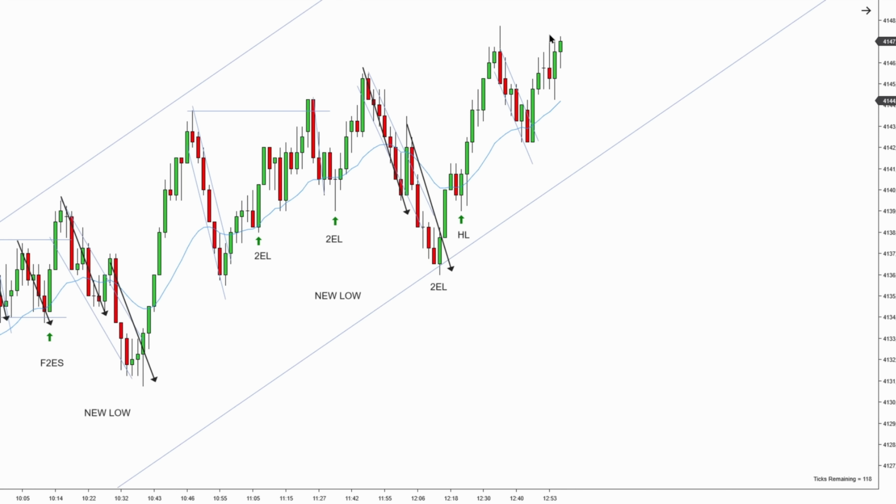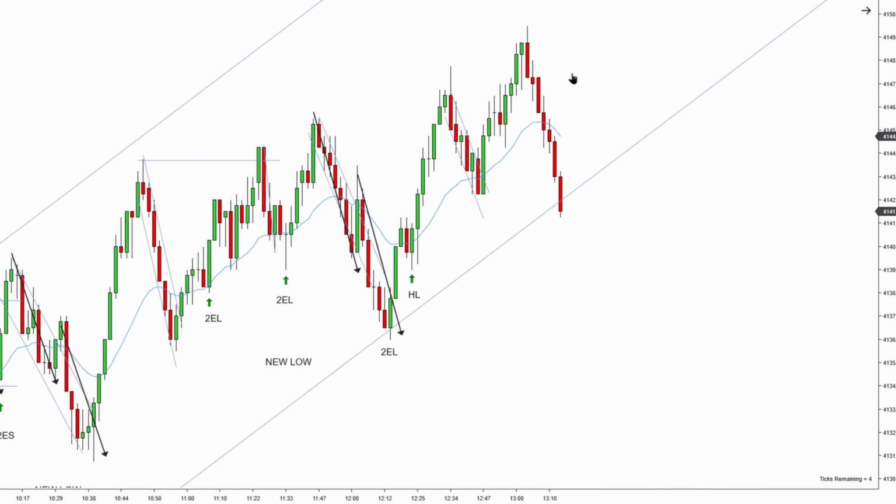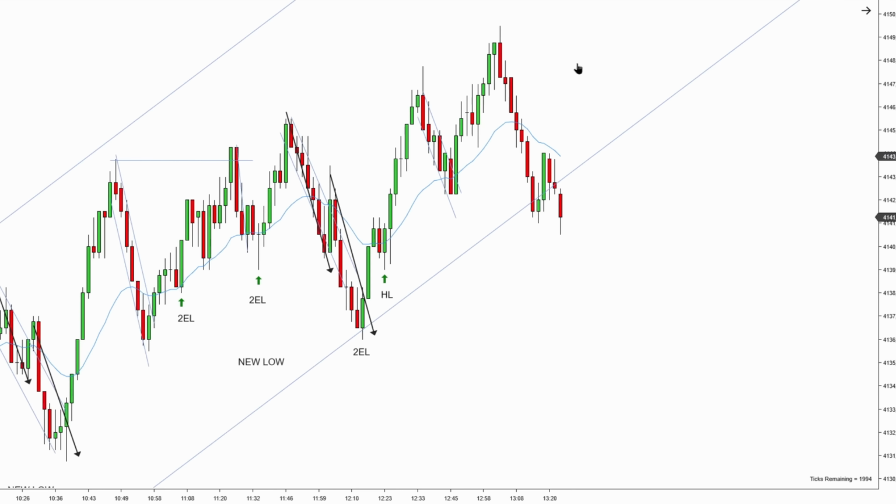High low is too far up, not touching the EMA, no room to get out. I can't take it, even though it's working here. I need to follow the rules. Okay, and we have strong correction.